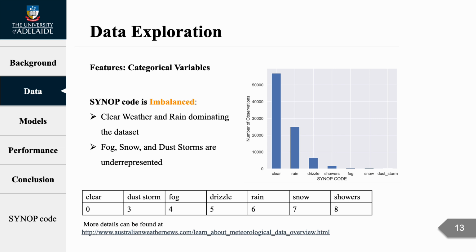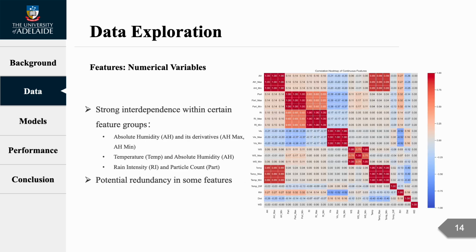For categorical features, one is the synop code representing 7 different weather conditions. It's pretty imbalanced, with clear weather and rain making up most of the data, while conditions like fog, snow, and dust storm appear much less often.